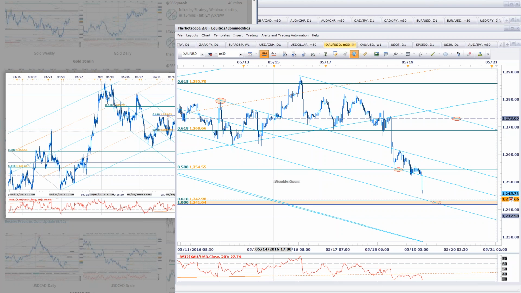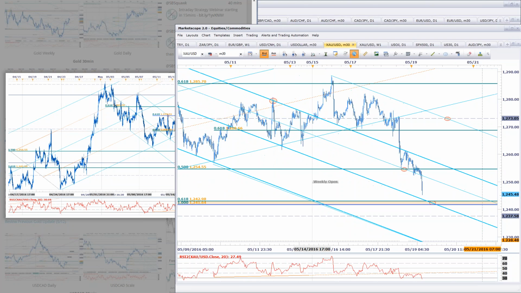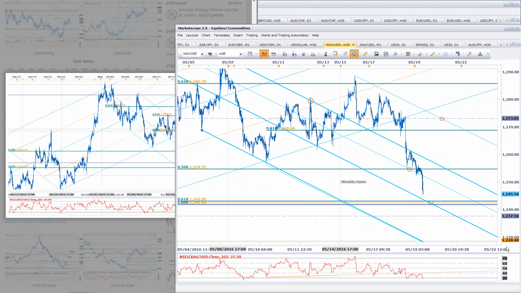So look for near-term resistance at 1254. Obviously pay very close attention to these median lines. As far as the broader bearish invalidation, it would be all the way up at 1273. I know that's a ways away from where we are now, but you'd need to break through essentially the weekly open to invalidate this downside pressure that we're seeing here in gold.